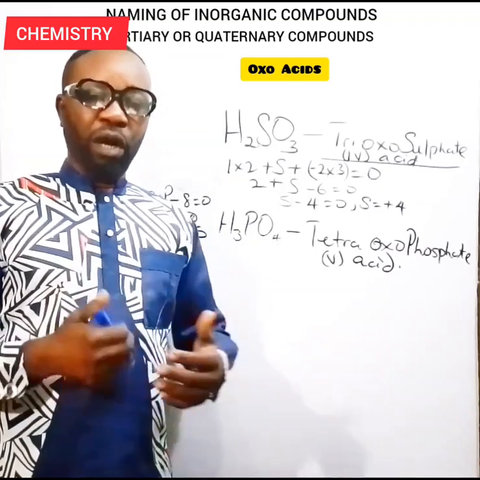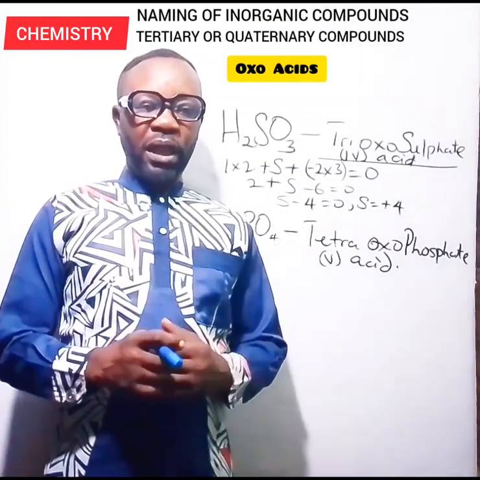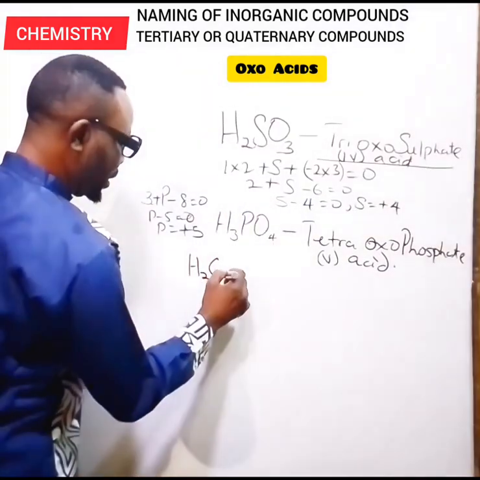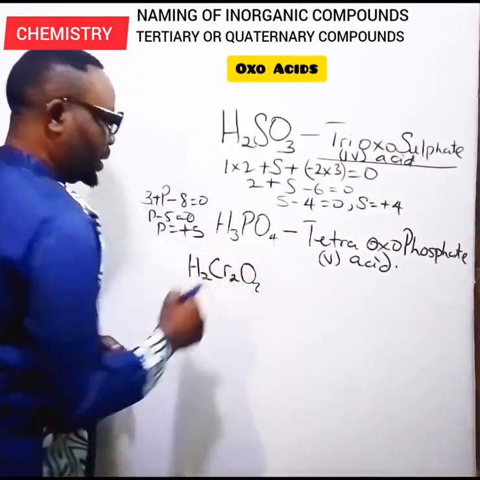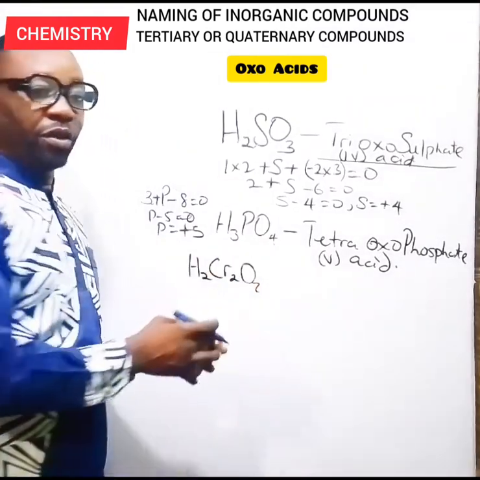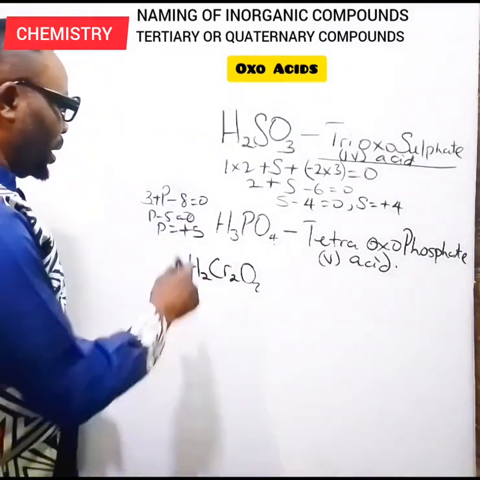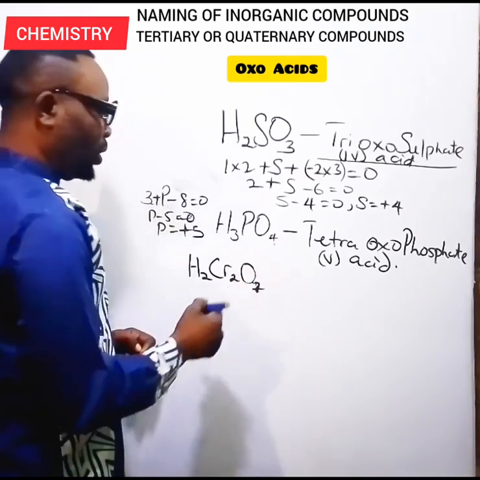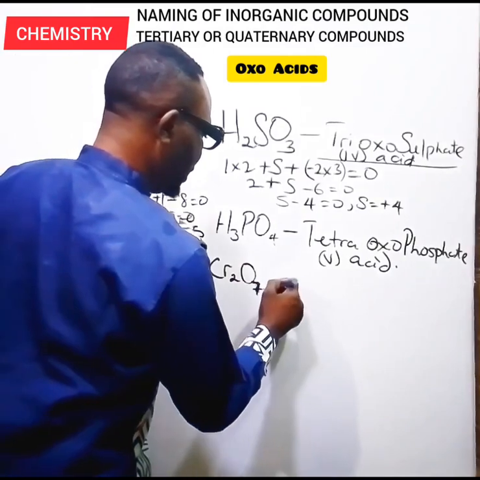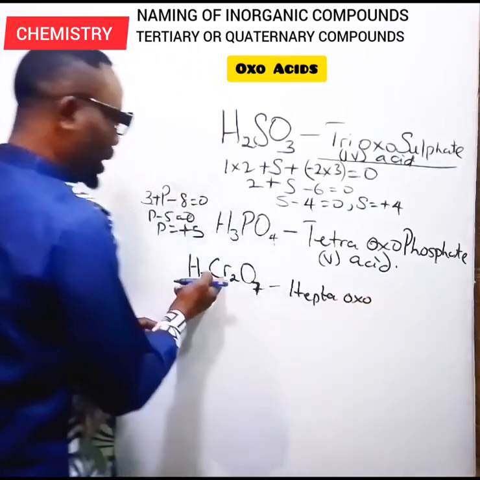So I'm going to give you another example now. Another example that I can give you here is this. H2Cr2O7. Now, you will see that definitely we have oxygen here and we also have hydrogen. So this is a very good example of an oxo acid as well. Now, we are going to name the number of oxygen, which is 7 oxygen. That is going to be hepta. This will be hepta-oxo. Then the central atom.